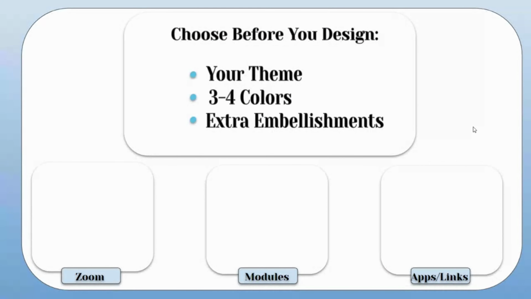Before you start the whole design process, first you'll want to choose your theme. Do you want to have rocket ships? Do you want to have soccer balls? Do you want to have bows or ballerinas? Decide on that. Then from there, choose 3 to 4 colors that you think go well together to accent your theme. And then think about any extra embellishments that you want to have.